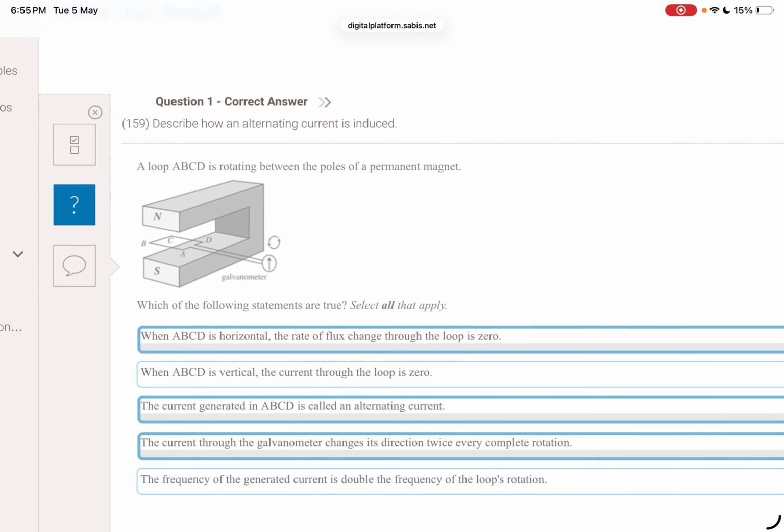That's true. Okay, the second option, they said when ABCD is vertical, the current through the loop is zero. It's false. Why? Because when the loop is vertical, its face is perpendicular to the magnetic field lines. That is the position where the magnetic flux is zero, but the rate of change of flux is maximum. So the induced EMF is maximum, not zero. So be careful. This is wrong because they said it's zero. It's not zero.